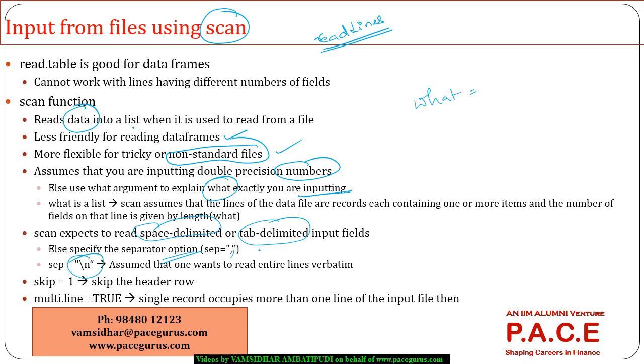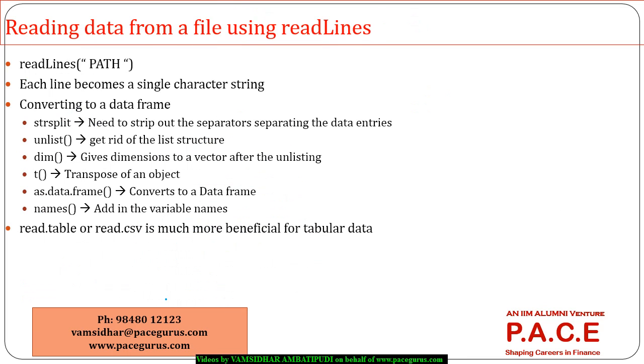So skip equal to 1 is skipping the header row. In some cases I can set multi.line equal to true, especially when a record is occupying more than one line. All these different things I can perform using scan. But let me tell you, if it is a data frame, it is much better to use read.table or read.csv rather than relying heavily on scan.